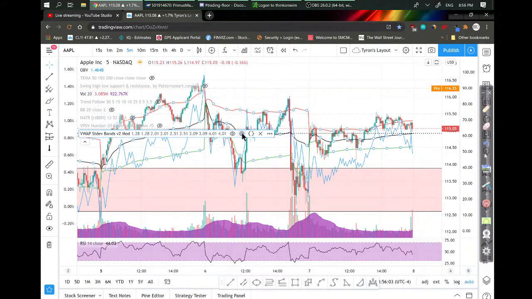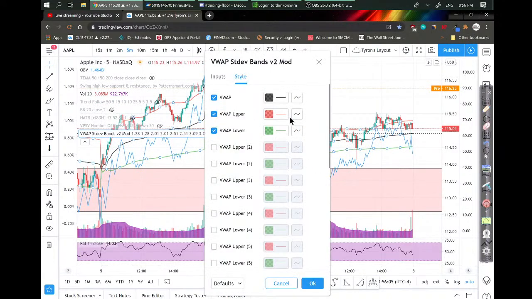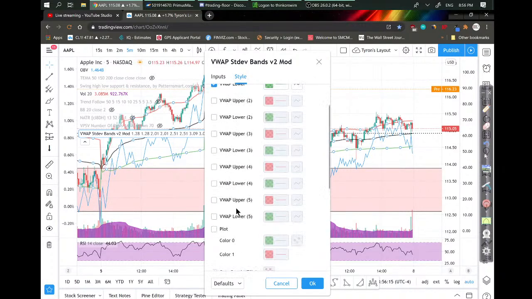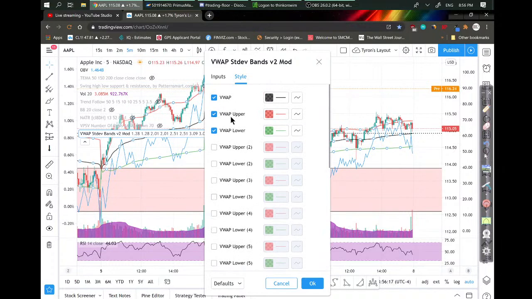So you're gonna go into the settings of it, and you're gonna uncheck all of the upper bands and the styles, lower bands, upper bands, all of this. You're gonna uncheck everything except for VWAP, upper and lower, and then you change the colors to whatever you want. Feel free to use any colors you want. Remember, this is fully customizable to your own approach. You're not supposed to be following me. You're supposed to be using what colors you like.